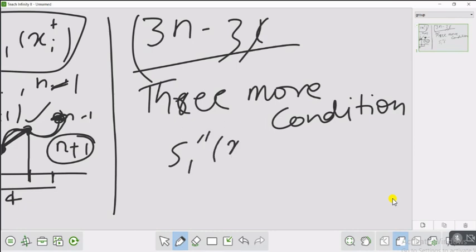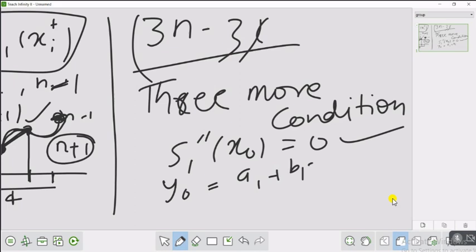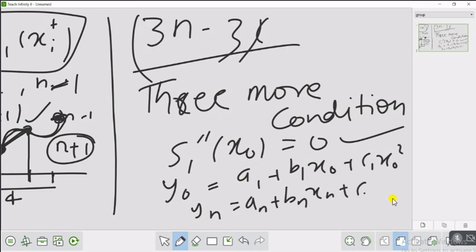Add the extra conditions just as we did before. Using these 3 conditions, now you have all 3n conditions, 3n equations, and 3n variables, and you can solve them to find your a, b, c.